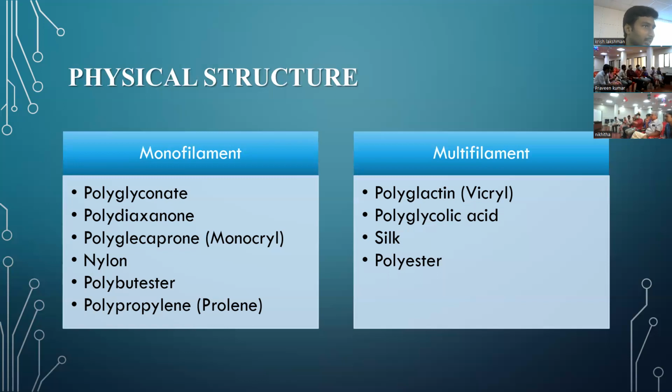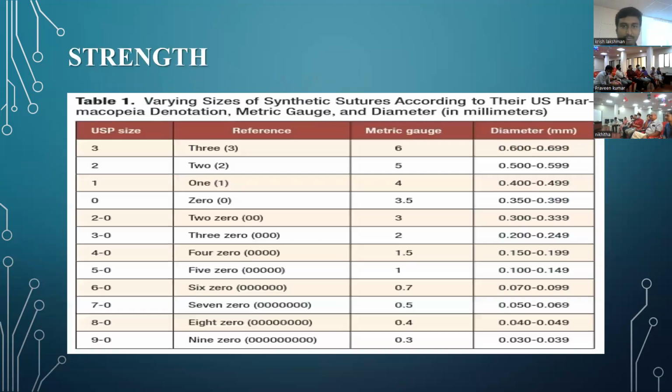Silicon, yes, silicon coated. Is the monofilament easier to handle or the multi-filament? Multi-filament is easier to handle. The strength of the suture depends upon the characteristic material of the suture, its diameter, and the way we handle it.